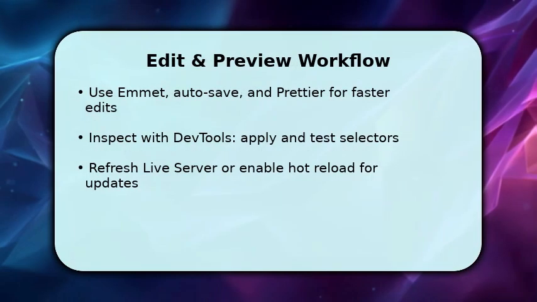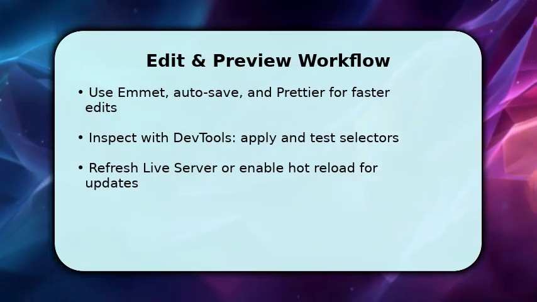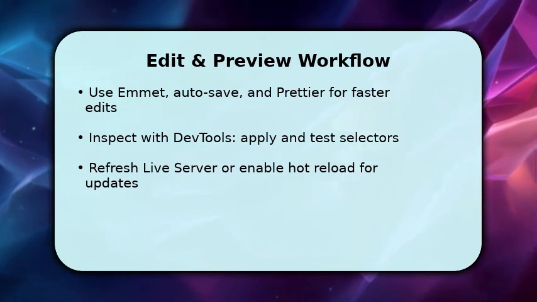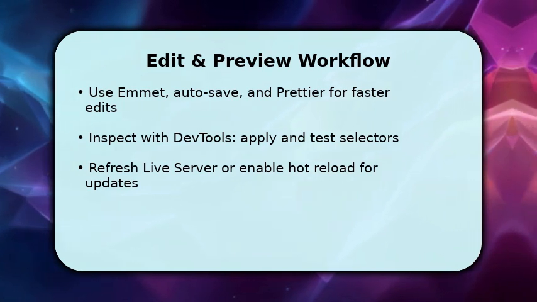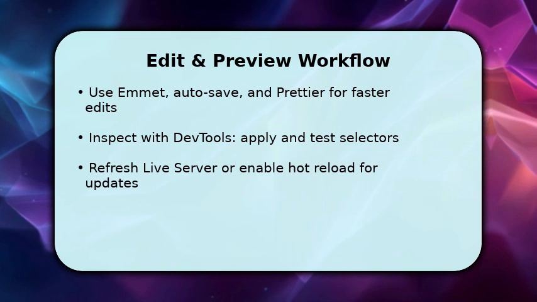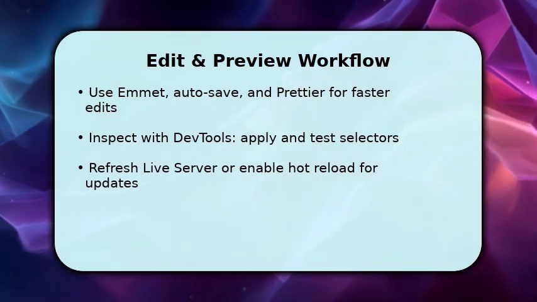Now focus on the middle workflow: edit styles.css using Emmet abbreviations and formatting tools to write rules faster, and enable autosave to reduce friction. Make a few changes to a selector and observe the Live Server preview.